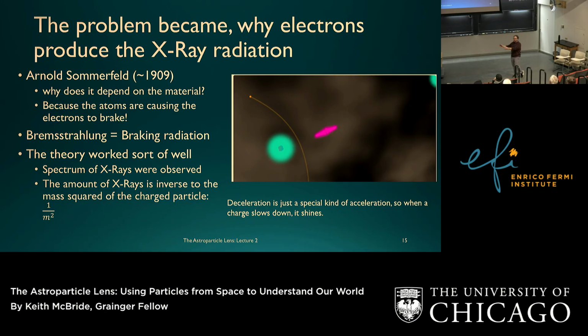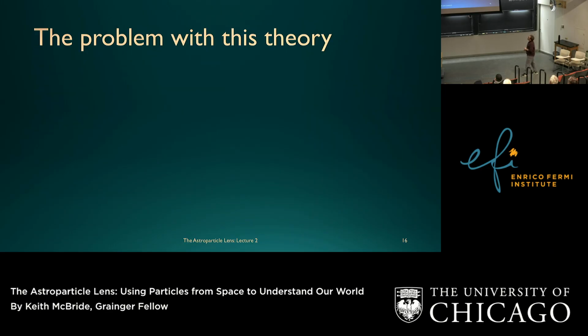There's a lot of X-rays emitted, right? Heavier particles, heavier charges like protons, even though they will emit braking radiation, Sommerfeld says, his theory says, they're not going to emit as much. It's not going to happen as often. But there were some problems with this theory, right?